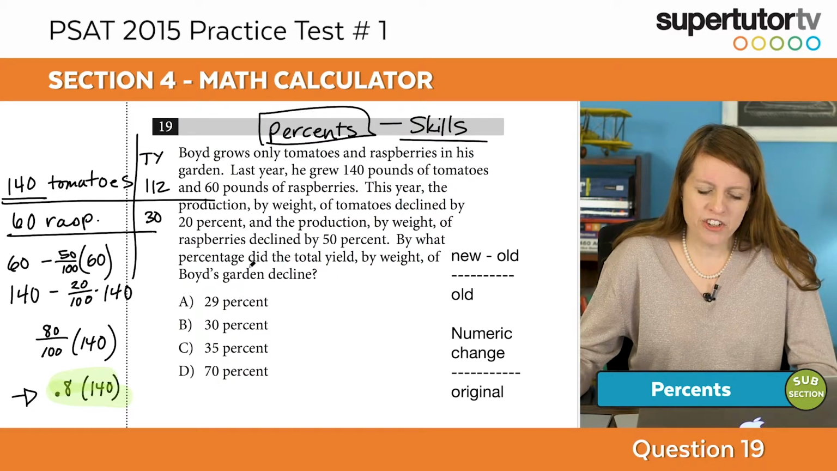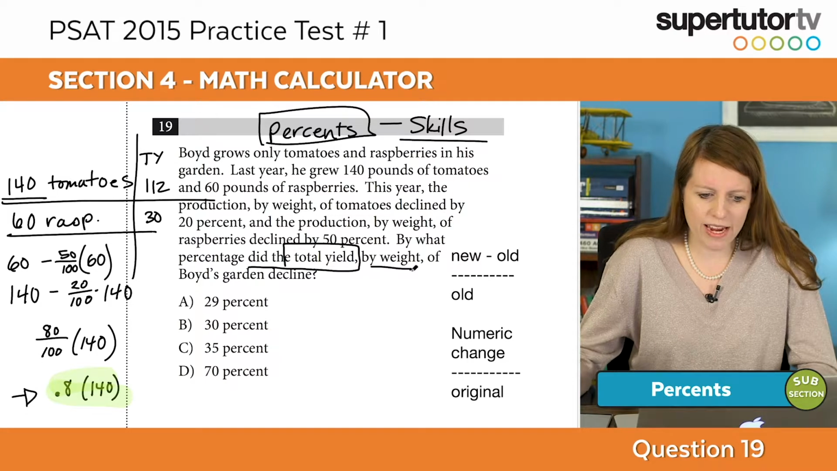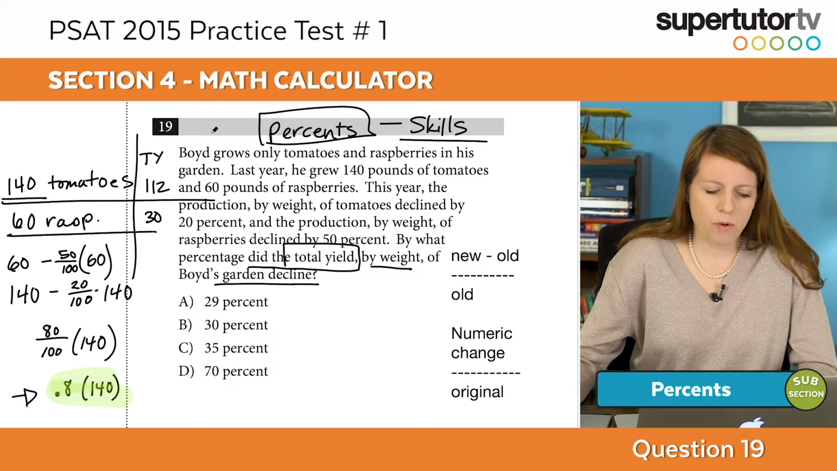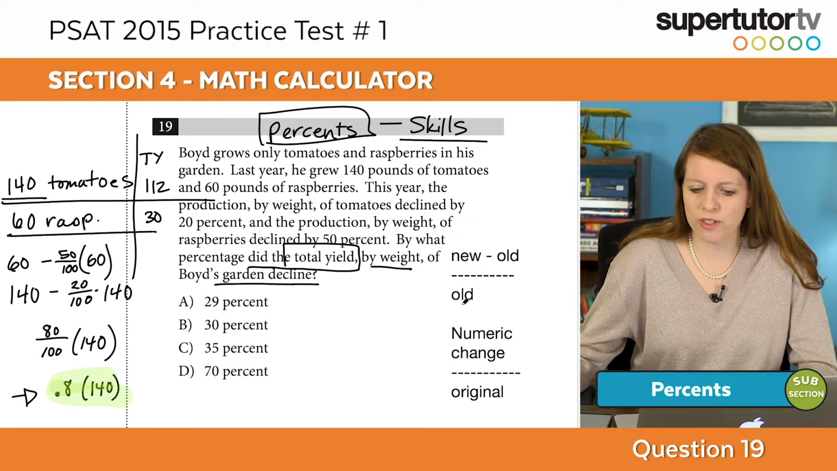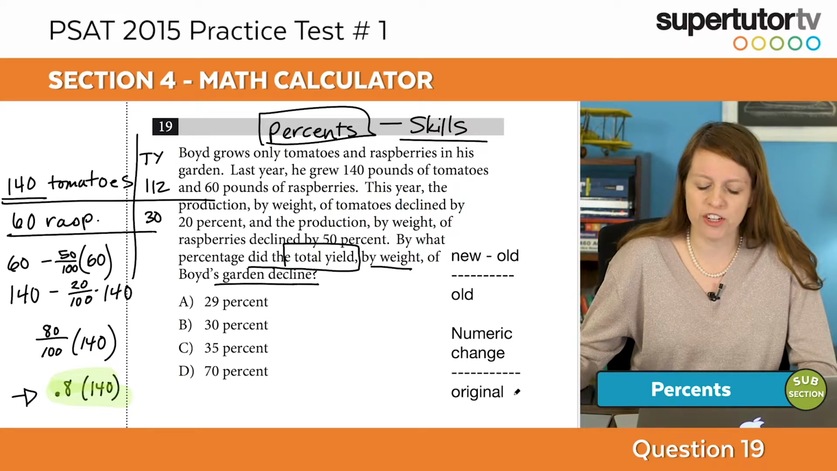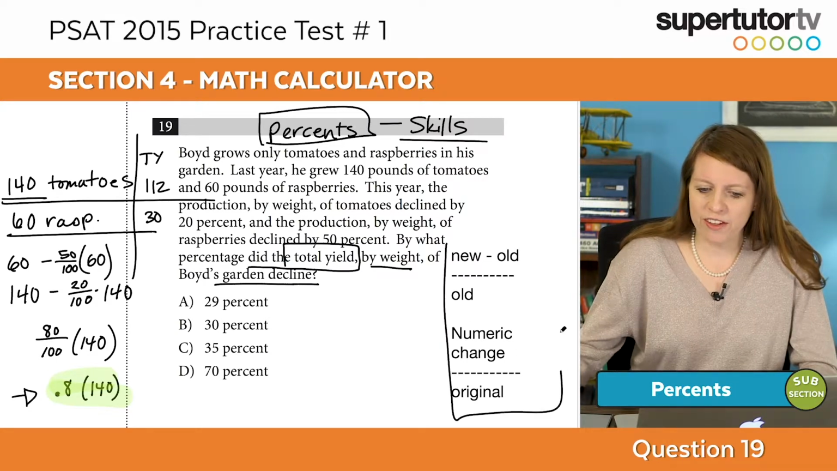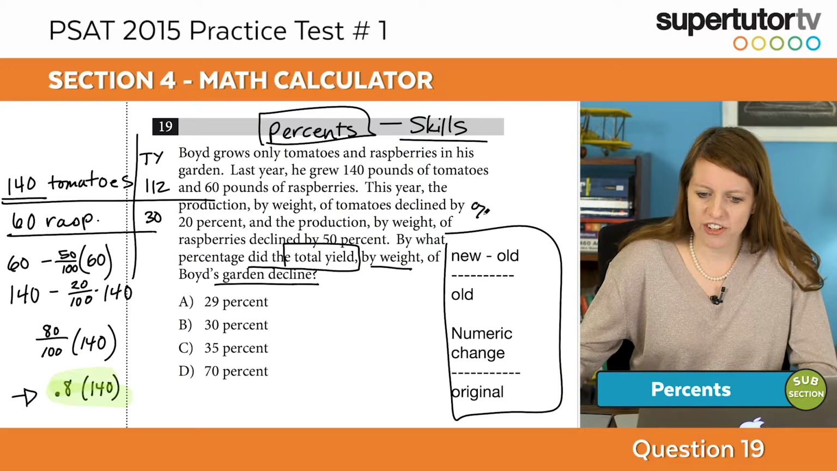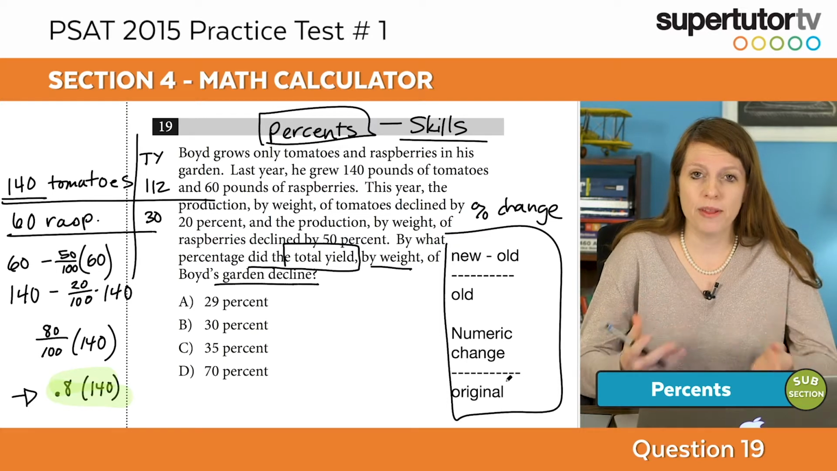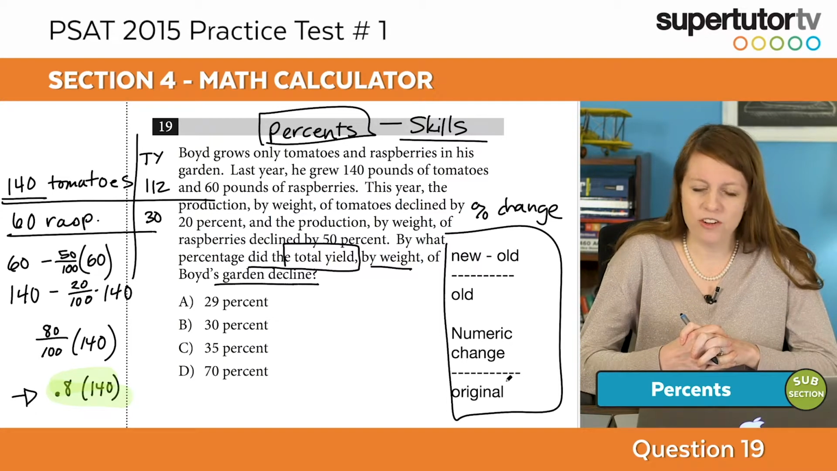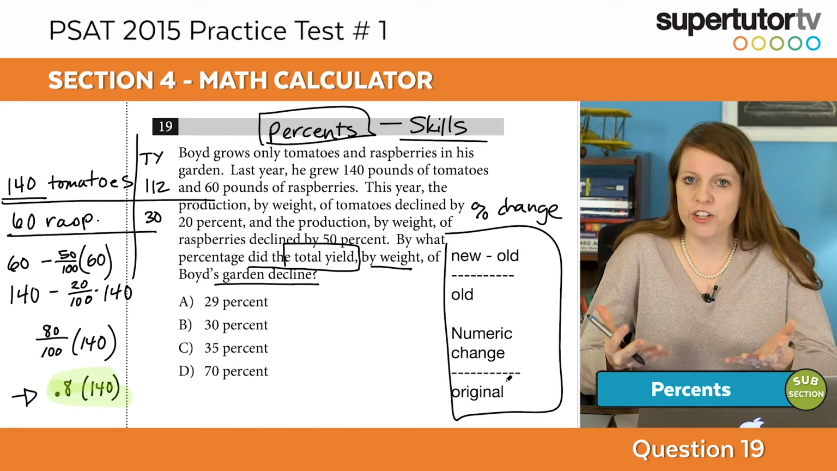By what percentage did the total yield by weight of Boyd's garden decrease? So his total yield by weight means that I'm going to figure out the percent decrease, which is always new minus old over old. And I have these written down over here, or it's numeric change over original. These are the two ways to calculate percent change. Percent change can be percent decrease or percent increase. And these are really important, very simple formulas to memorize. They're not that confusing: new minus old over old, or numeric change over original.